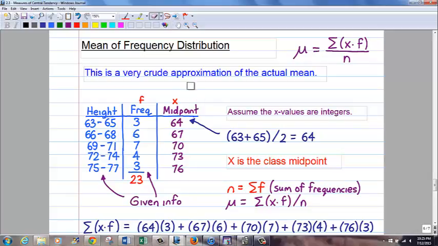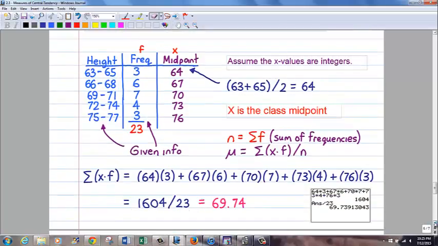So you take all these. Once again, you don't need the individual values, but if you'd rather build another column and do 3 times 64, write that down, 6 times 67, write that down, then add them up, that's fine. But once again, I just did them in one step.